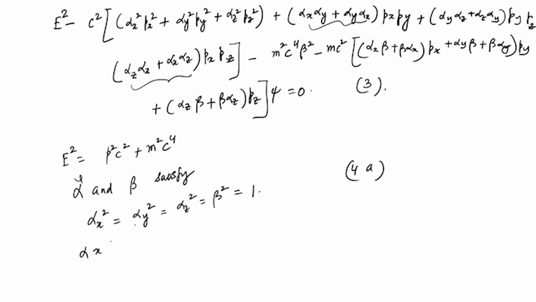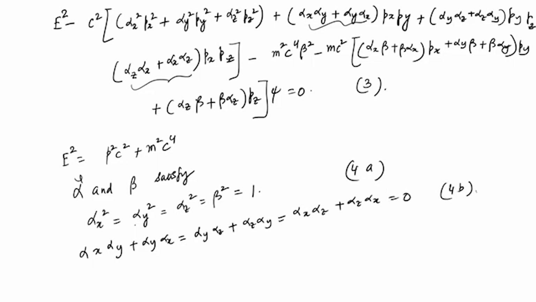And then alpha x alpha y plus alpha y alpha x equal to alpha y alpha z plus alpha z alpha y equal to alpha x alpha z plus alpha z alpha x. This is all equal to 0, because there is no cross term.